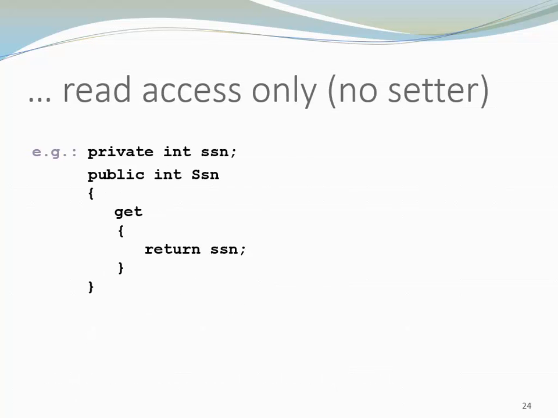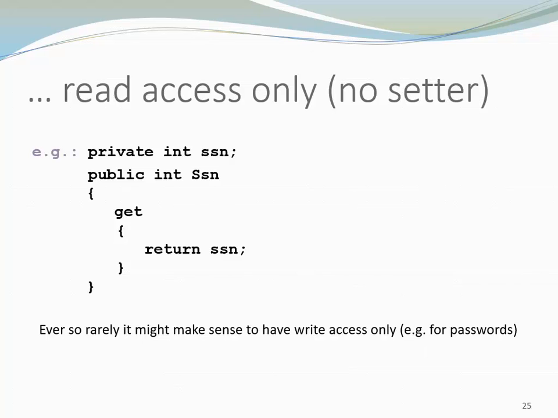In this example, we provide read access only. So we have a social security number. Once it has been initialized, let's say in the constructor, nobody can change it anymore. However, the value can be exposed to other classes. It's also possible to have write access only. This is fairly rarely done. One example would be the password, that the user is allowed to write a password, but nobody is allowed to read it.